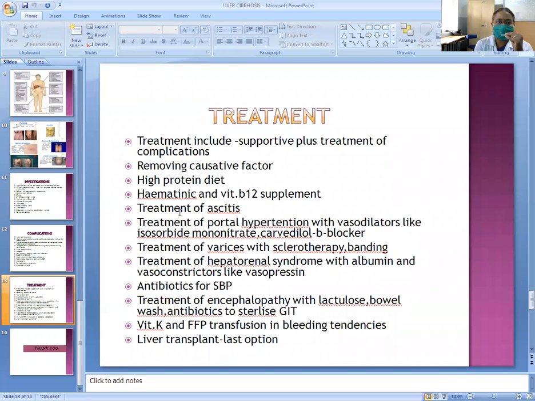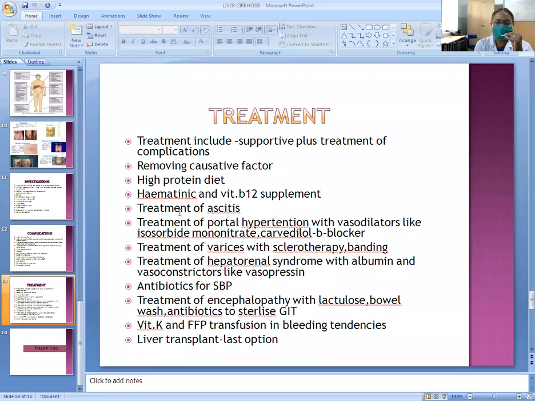Then treatment of varices. If there are dilated esophageal veins which can rupture and cause hematemesis, then the treatment of the dilated veins is mainly sclerotherapy or banding, keeping a band around them. That is the treatment of esophageal varices, which is done with the help of gastroscopy.